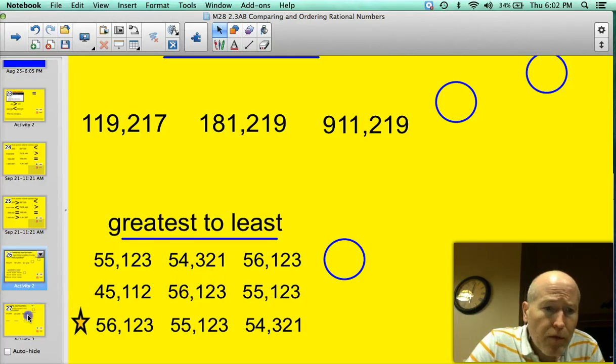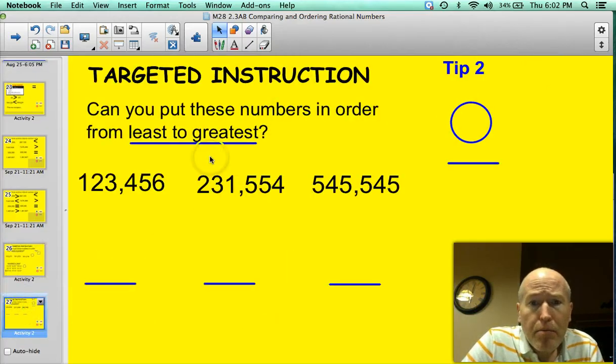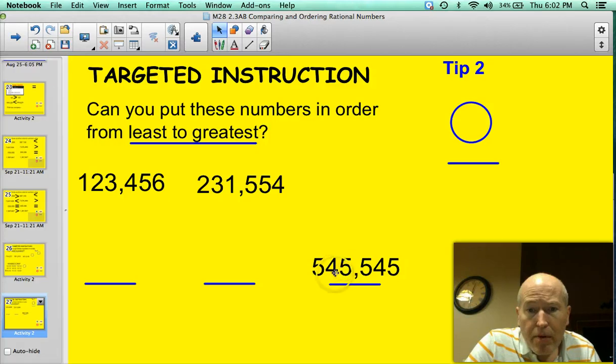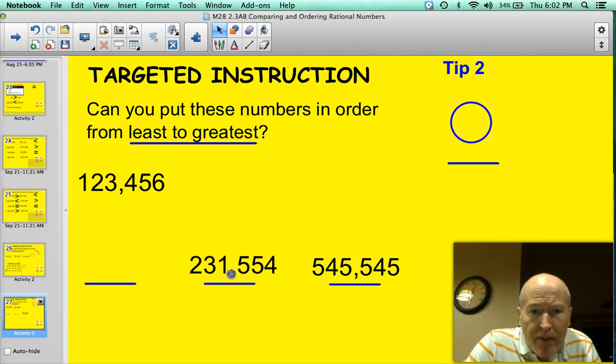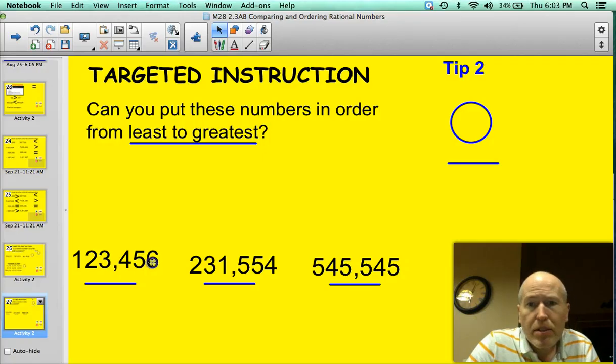All right, let's move on. Take a look at another tip. Putting these numbers in order from least to greatest. Oftentimes I just put down some lines underneath, so I have a place to write my numbers as I look at them. We're going from least to greatest, so I want the greatest down on this end. This one is obviously the greatest number, 545,000. Let's see, 231,000 obviously is going to go here because it's bigger than 123,000.